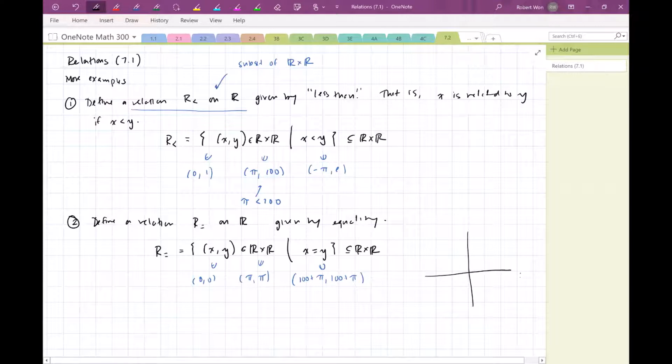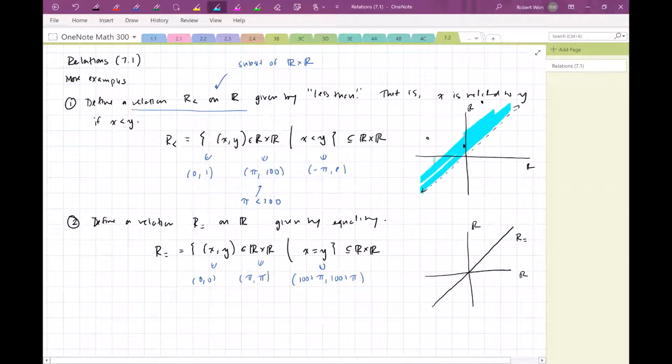We can picture R cross R like this. And this relation R equals is this diagonal. I guess I could also graph this one. As a subset of R cross R, what do you contain? You contain stuff like (0, 1) and (π, 100), right? And (−π, e). You can picture this relation as everything above this diagonal inside of the Cartesian product.